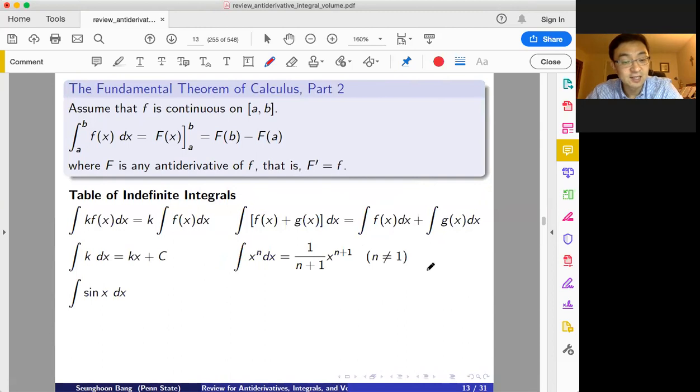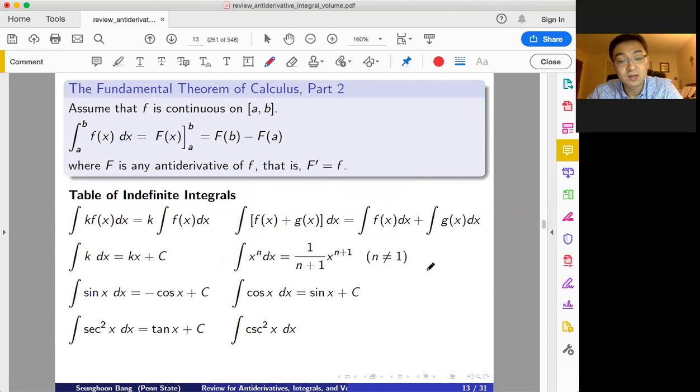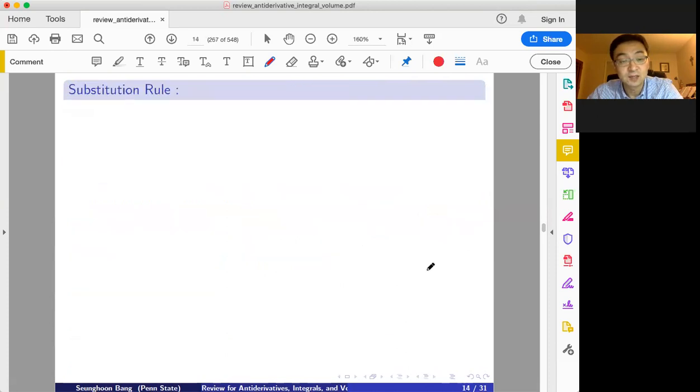Integral sine x dx is negative cosine x plus c. Integral cosine x dx is positive sine x plus c. Integral secant square of x dx is tangent x plus c. Integral cosecant square of x dx is negative cotangent x plus c. Integral secant x tan x dx is secant x plus c. Integral cosecant x cotangent x dx is negative cosecant x plus c.